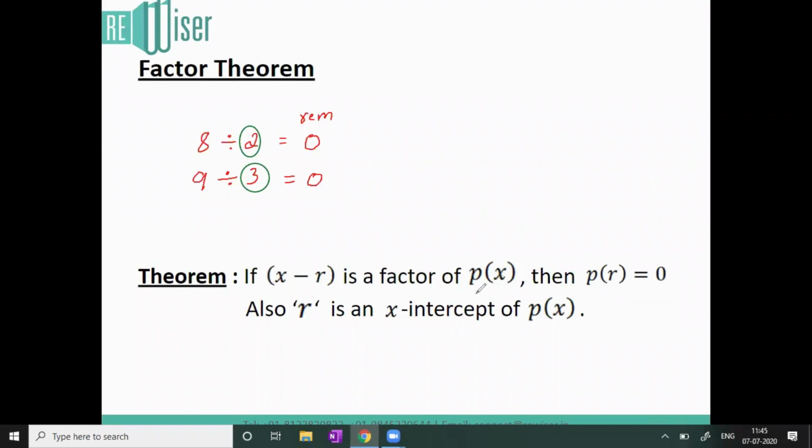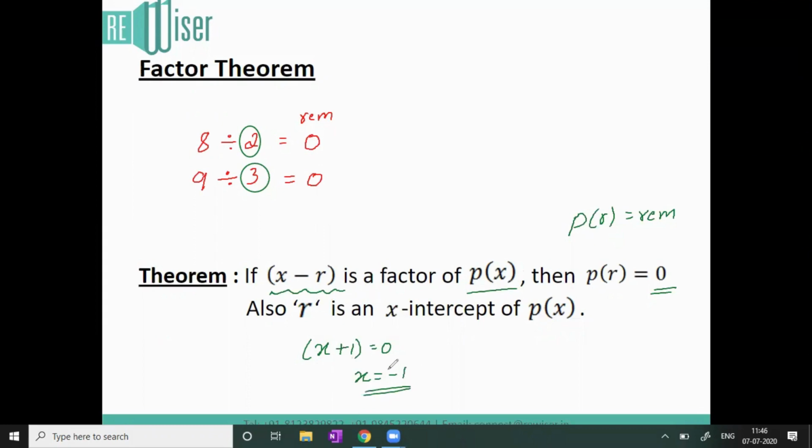If you have any polynomial p of x, and if x minus r is a factor, then as we saw in the remainder theorem, p of r will be equal to your remainder. Since x minus r is a factor, your p of r will be equal to 0, because my remainder will be 0. Also, if x plus 1 is a factor of a polynomial, I can simply say x plus 1 has to be equal to 0, so x should be equal to minus 1.